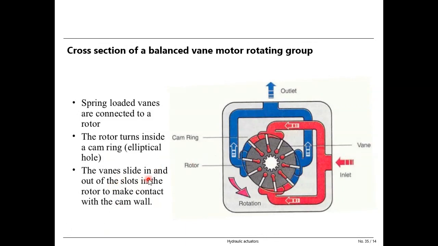So the vanes slide in and out of the slots in the rotor to make contact with the cam wall, as you see here. The vane is here at the minimum and here at the maximum. Where we have small eccentricity, it comes to the minimum, and the maximum eccentricity comes to the maximum.